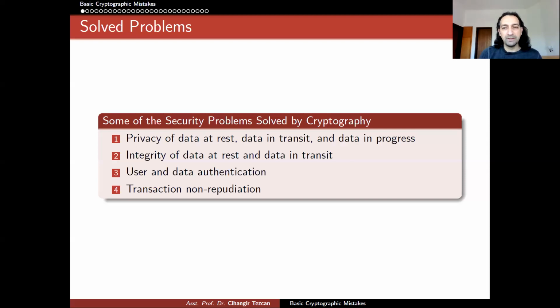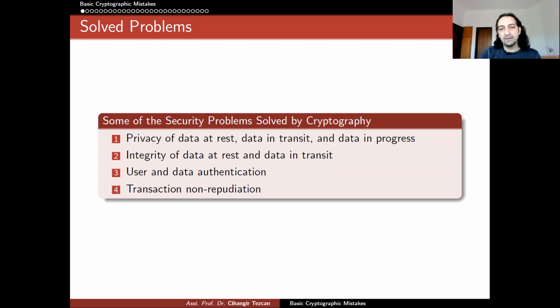So let's start with a few definitions and what kind of things are solved by cryptography. Some of the security problems solved by cryptography are as follows. We can provide the privacy of the data. By encryption, we actually provide privacy, but the data might be in different stages. For instance, we can provide the privacy of data at rest. For instance, your files in your hard drive are the data at rest, but we also provide privacy during communication. So we also provide privacy for data in transit.